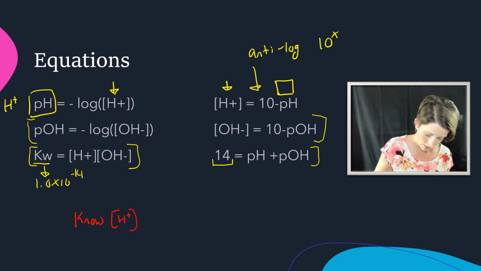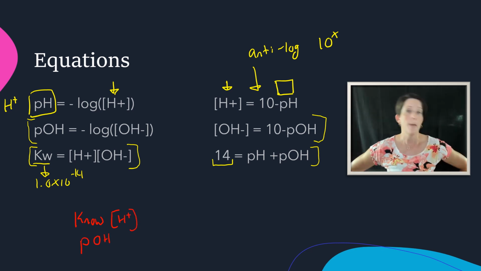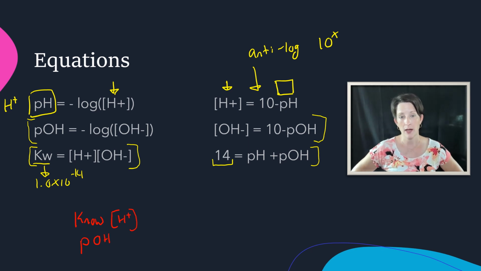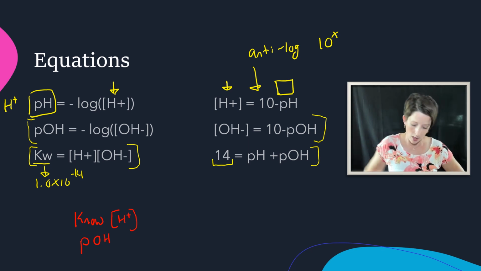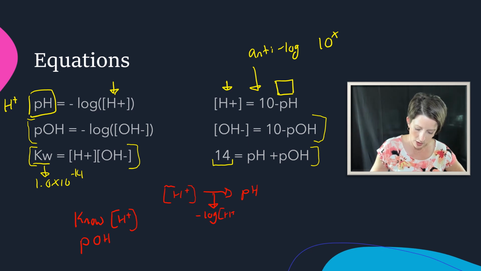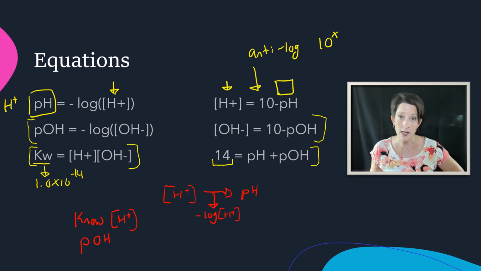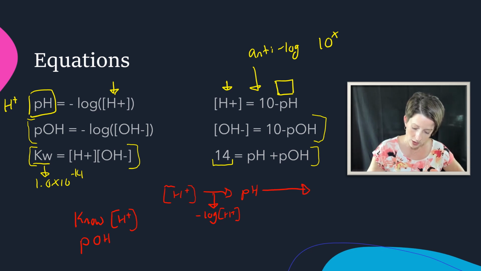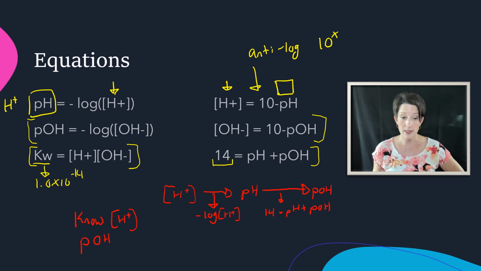And we are looking for the pOH. Make a map so that then you can perform the calculations that are necessary. So if you know your hydrogen ion concentration, you could go directly to pH by doing the negative log of that hydrogen ion concentration. Once you're in your pH, you can go to your pOH by using the 14 equals pH plus pOH. And so you can follow your steps.